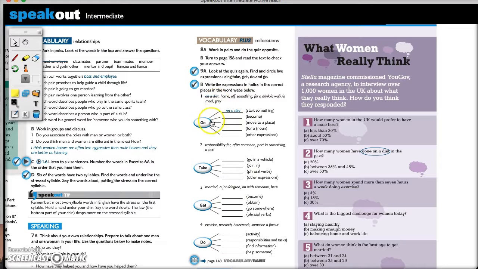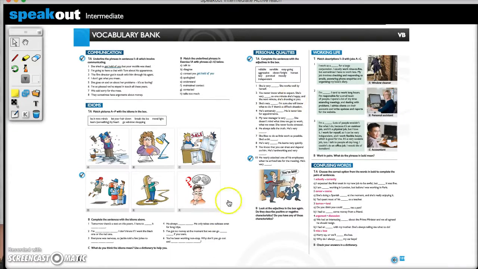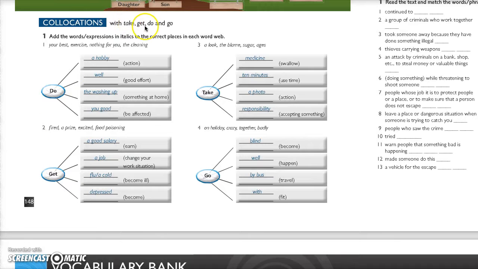Once you finish all those 4 sets of collocations with their meanings for you to understand, you've got some extra vocabulary work on page 148. Okay, so on page 148, you've got here an example. It says, add the words and expressions in italic to the correct places in each gap. Okay, so you've got gaps here to complete with other words, and you've got these as examples to follow.